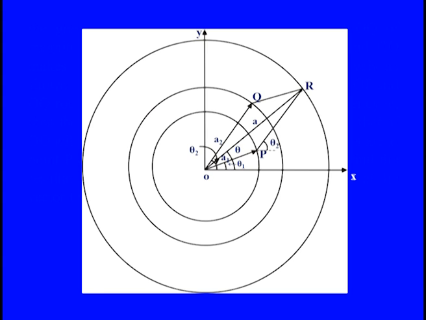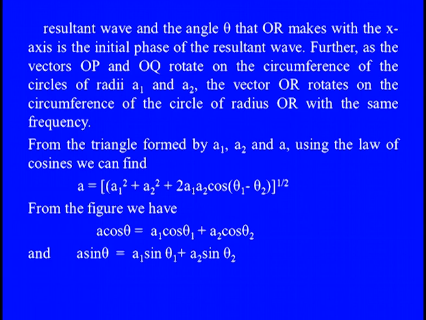The length of the vector OR will represent the amplitude of the resultant wave and the angle theta that OR makes with the x axis is the initial phase of the resultant wave. Further, as the vectors OP and OQ rotate on the circumference of the circles of radii a1 and a2, the vector OR rotates on the circumference of the circle of radius OR with the same frequency.